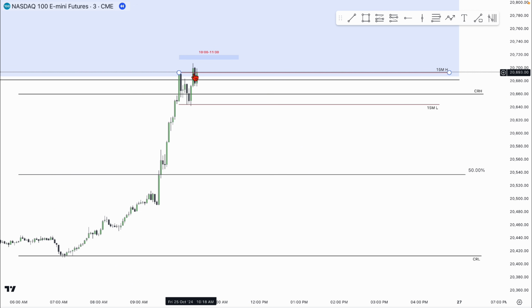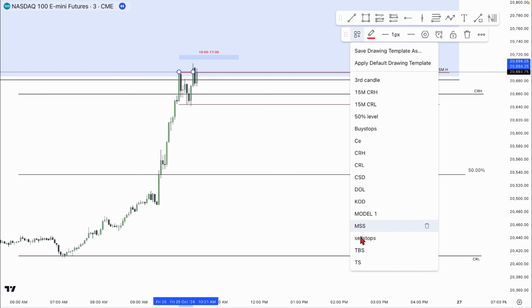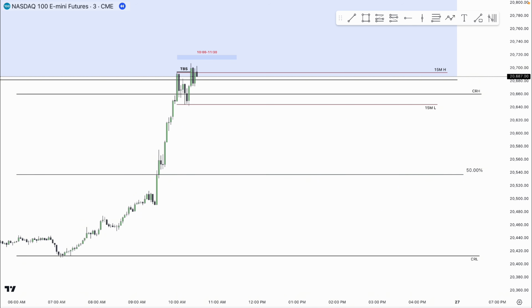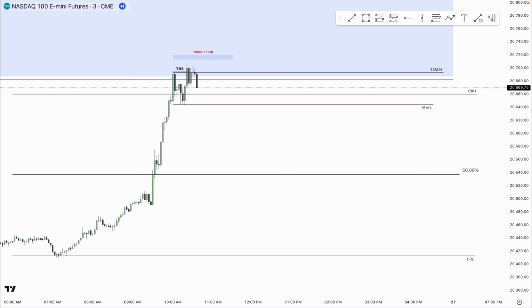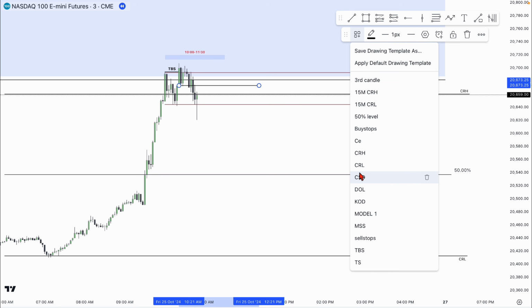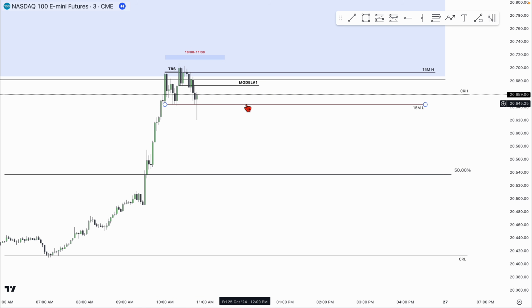Here, the price has created a turtle body soup, so let's mark it. And if the price shows any confirmation, we will open a sell position. Let's see what happens next. Okay guys, the price has moved down and created a CSD, so let's mark it, and this is our entry model 1.